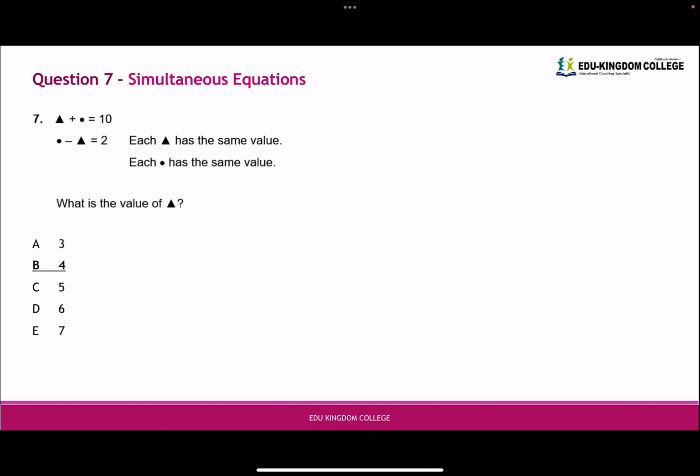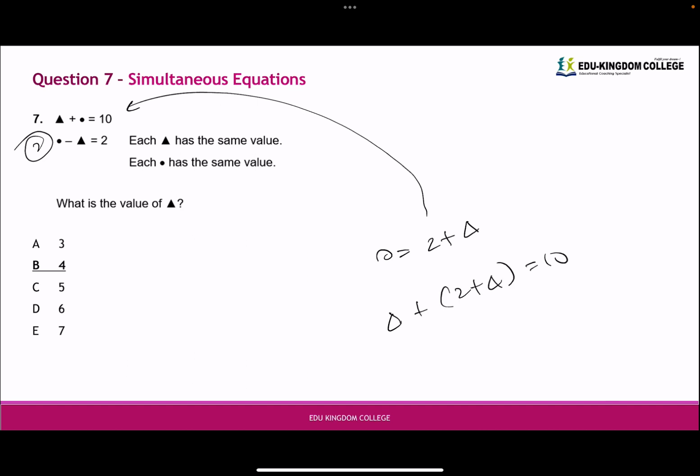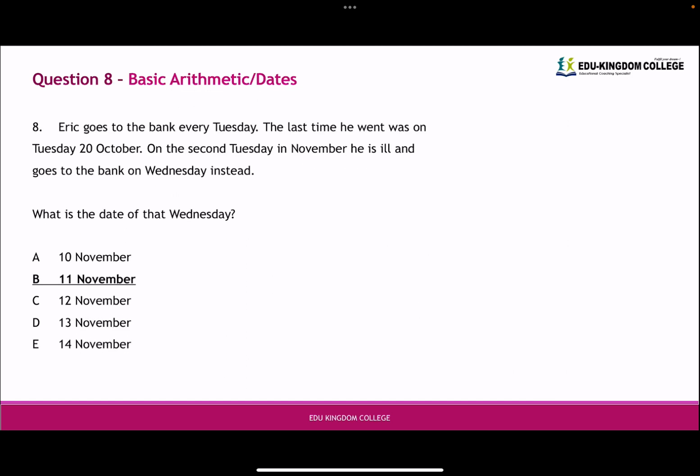We're using simultaneous equations here, so let's use the second equation first. So circle equals 2 plus triangle. So we've moved the triangle over, and it's gone from minus to positive, okay? Now let's sub that back into the first equation. So instead of circle, it's going to be 2 plus triangle, plus triangle equals 10. So 2 triangle plus 2 equals 10, move the 2 over, 2 triangle equals 8, therefore triangle equals 4.